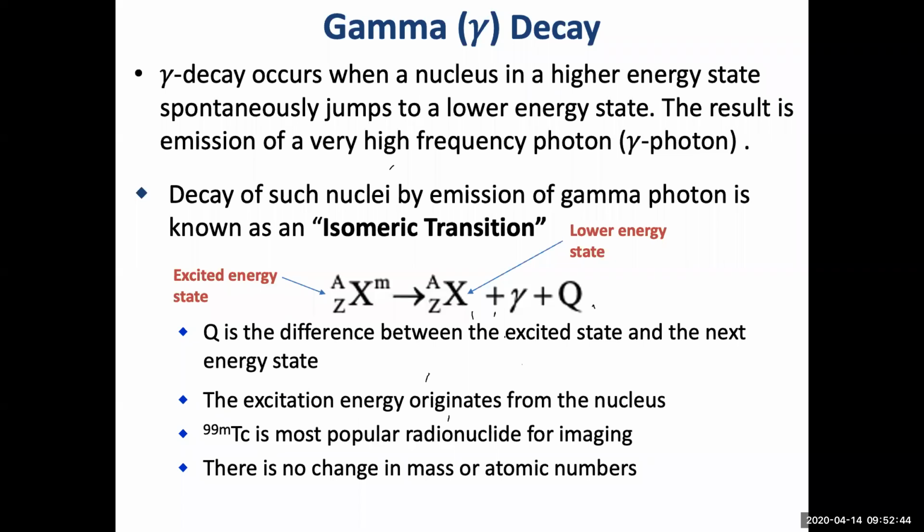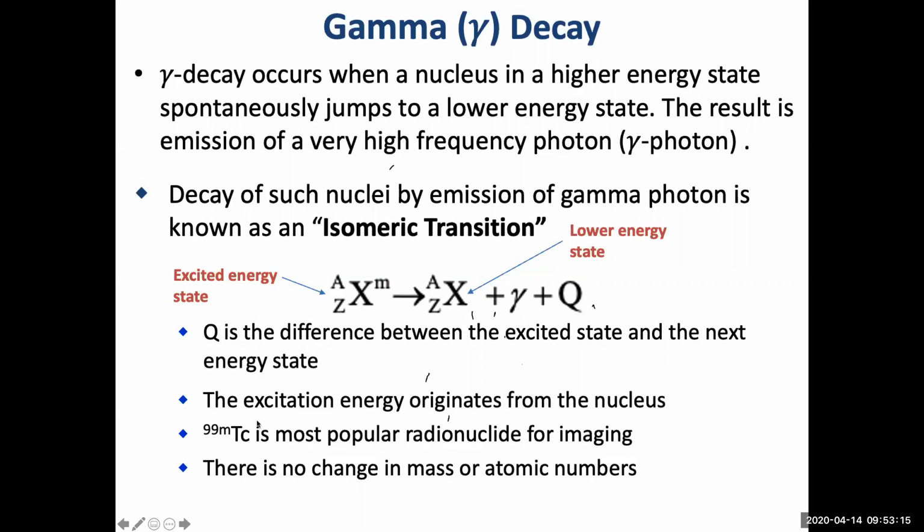Okay, there's no change in the number of protons, the number of neutrons is the same, but only the energy state is changed. We have an excited energy state here, metastable, and we get a lower energy state plus a gamma photon plus the transition energy. The Q here is the difference between the excited state and the next energy state, the difference between the two energies. The excitation energy originates from the nucleus.